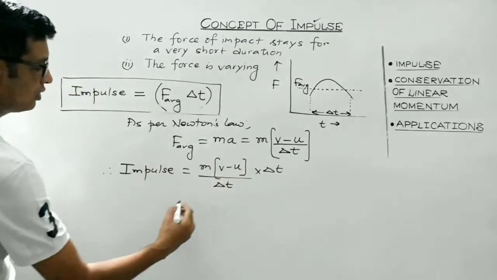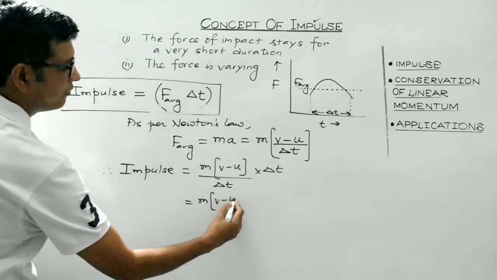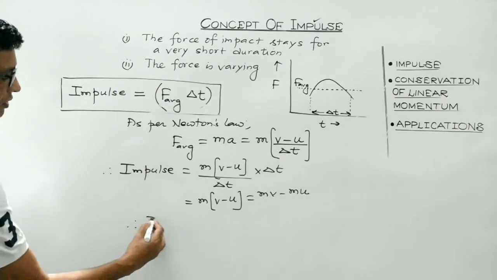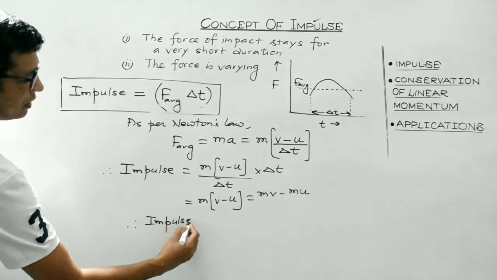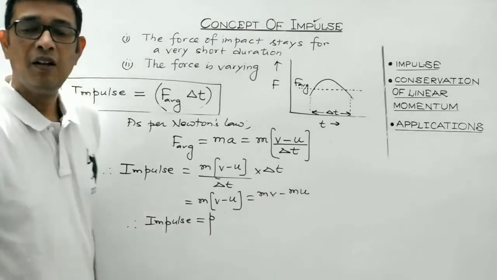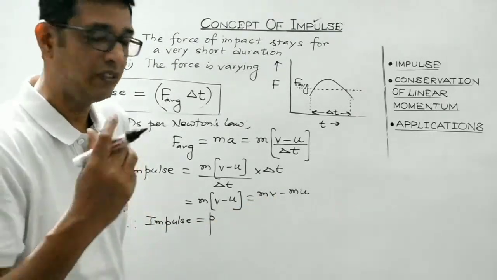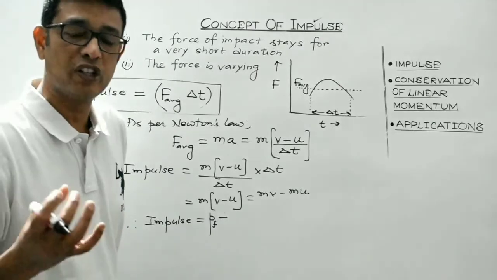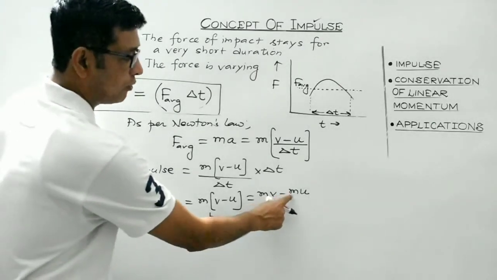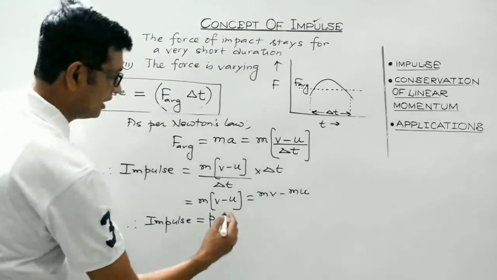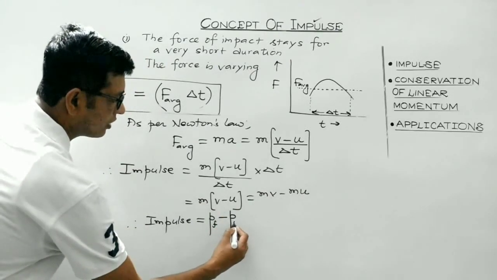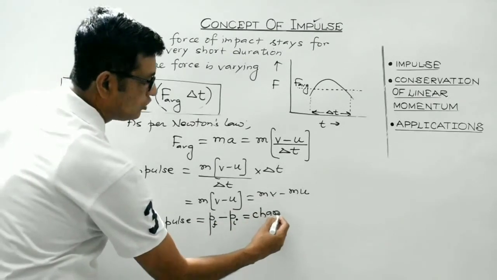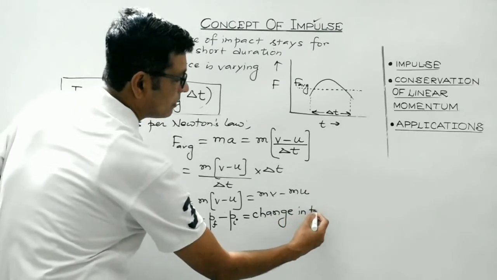So delta t cancels out. What we are left with is m(V minus U), which is mV minus mU. Therefore, students, impulse is equal to m into V, mass into final velocity, which we are aware is the final momentum of the body. Momentum, as we are aware, linear momentum, is denoted by small letter p. The product of mass and the initial velocity of the body gives us the initial momentum of the body. And final momentum minus initial momentum is actually the change in the momentum of the body.